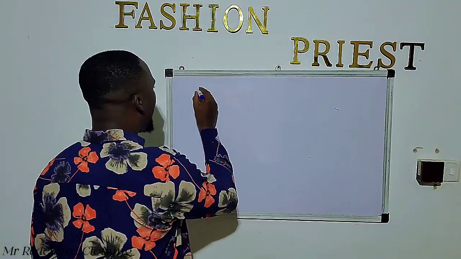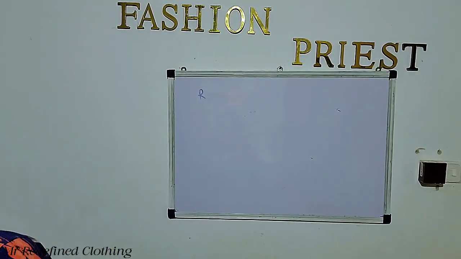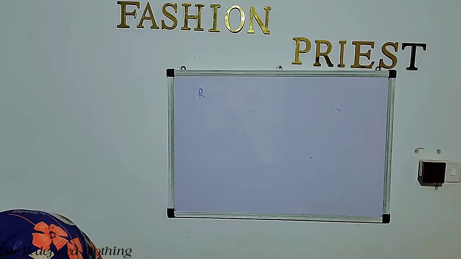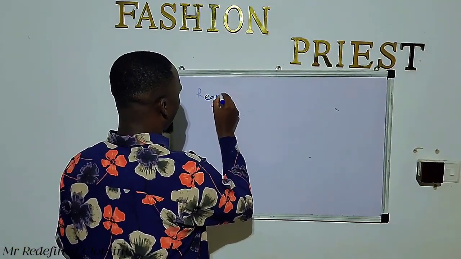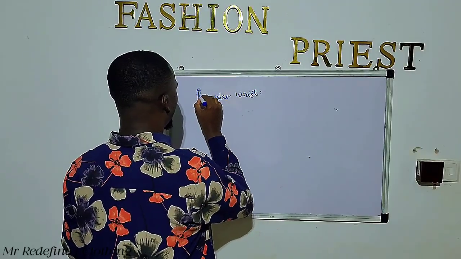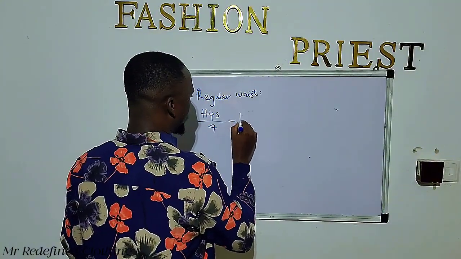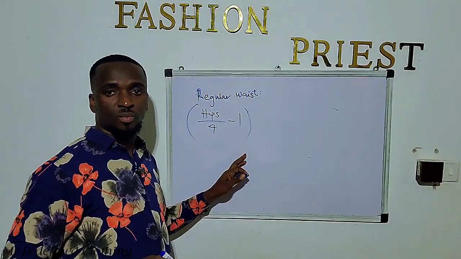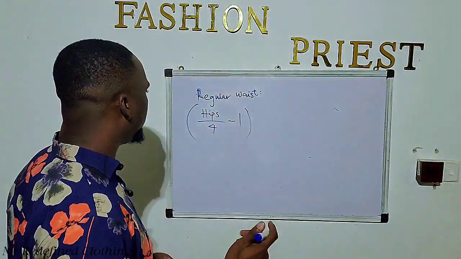So what I just meant in writing is for a regular, let me bring my marker. For a regular waist trouser, for a regular waist, the formula is hips over 4 minus 1. This is the formula for a regular waist trouser. That's the trouser that laps on the real waist region, not high waist, not low waist.